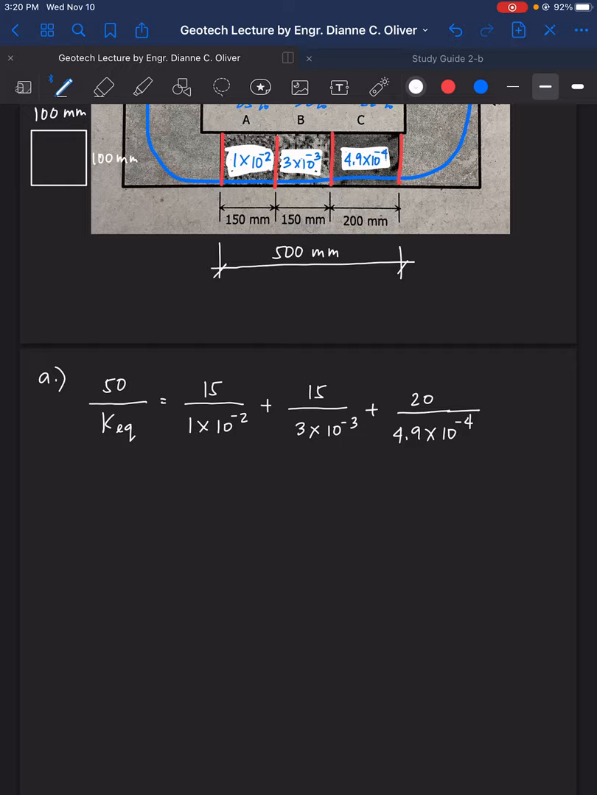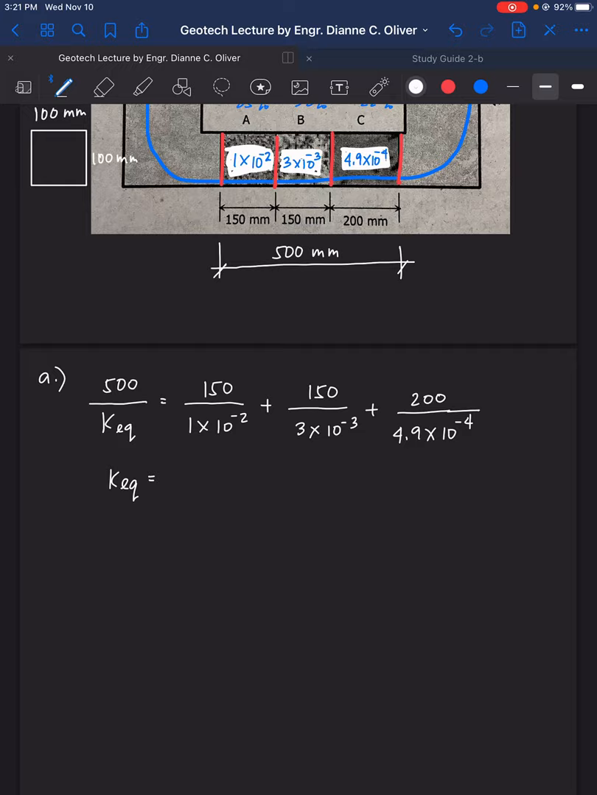So K equivalent now is equal to, oh yeah, a while ago, even if you put here 150, the result will still be in centimeter per second.